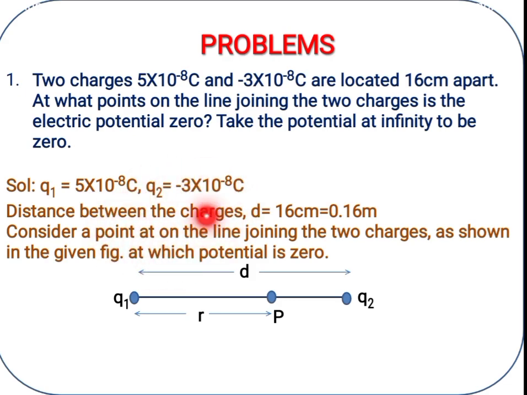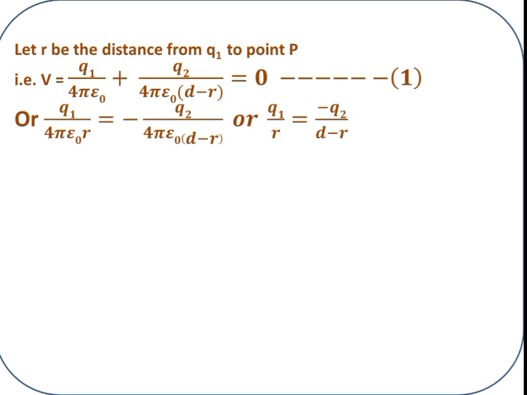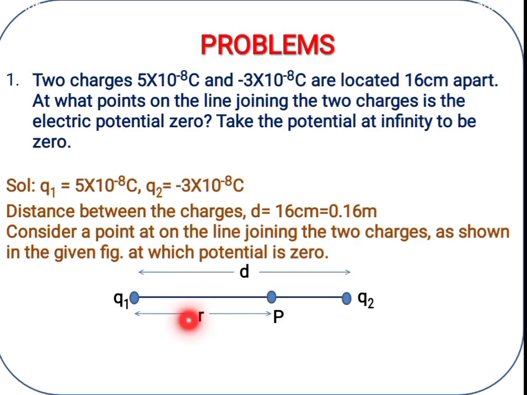what is the given data? Q1 is 5 into 10 raised to minus 8 coulomb, Q2 is minus 3 into 10 raised to minus 8 coulomb, and the distance between the two charges, D, is 16 centimeter. If we convert that into SI, then 0.16 meter. So this is the suitable diagram for this problem. These are the given factors. Now let R be the distance from Q1 to point P.